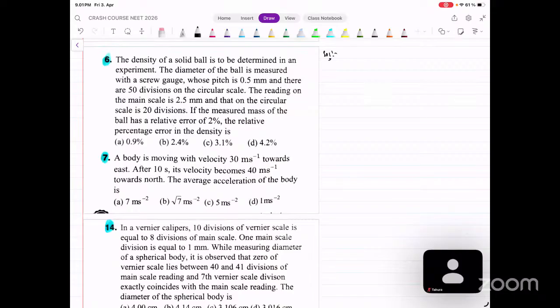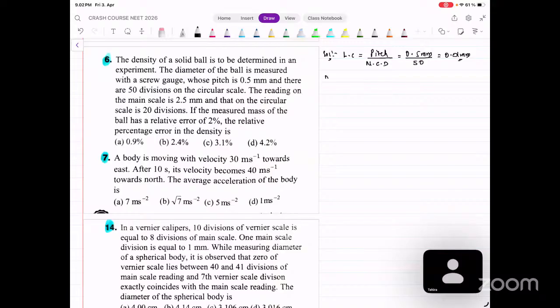First, calculate the least count of this one, beta. Least count will be equal to how much for me? What is the formula for screw gauge, beta? Pitch divided by number of your circular divisions. So pitch is how much in the given problem? 0.5 mm divided by circular scale divisions on that one is how much for me? 50. Okay. So this value will be equal to 0.01 mm. This is the least count.